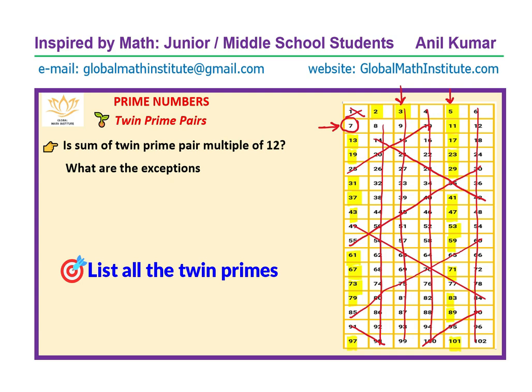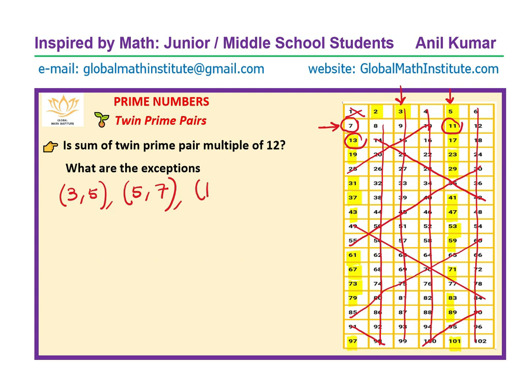So let's write down the twin primes. The first twin prime is 3, 5. And then we have 5, 7. After that, what you observe is all the prime numbers are either in our first column or in the fifth column, right? So we can now make combinations of each. For example, we have 11 and 13. How easy it is, right?